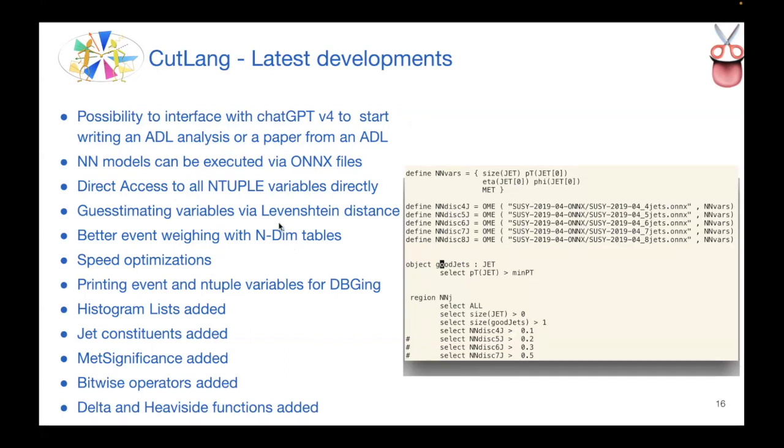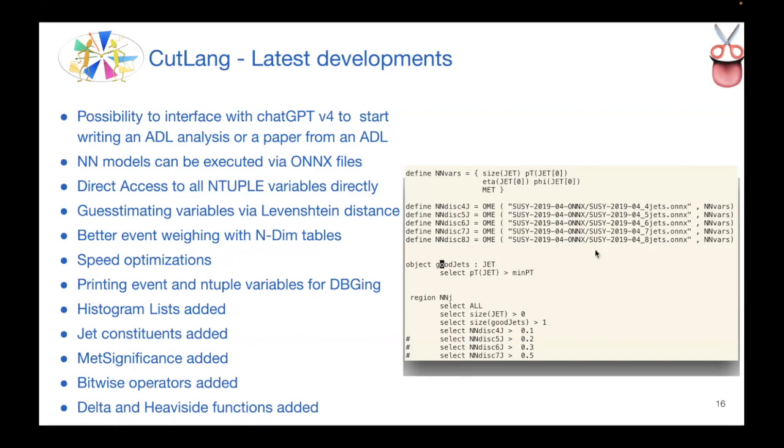As a physicist, I have learned very recently the idea of having a Levenshtein distance. Now we can guesstimate the variable names based on user input. This is fantastic for me. We have added lots of things: speed optimization, jet constituents, bitwise operations, delta function, etc.